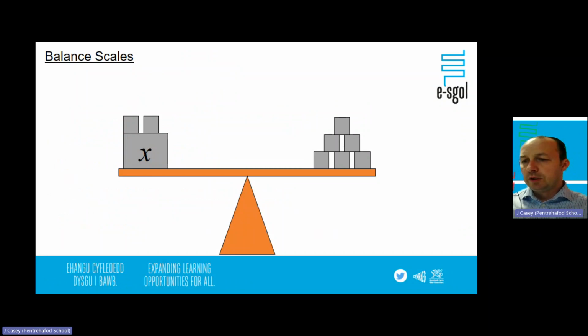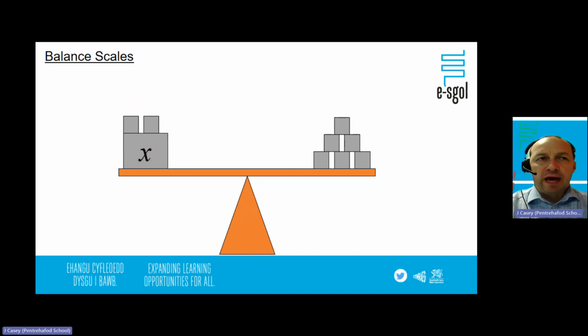Okay, so think of an equation as a set of balance scales. As you can see on these balance scales, you've got x on one side and 2 little blocks, and you've got 6 blocks on the other side. The answer may be fairly obvious to some of you, but in this question, we're trying to find out what x is. So if you like, x is a mystery weight.